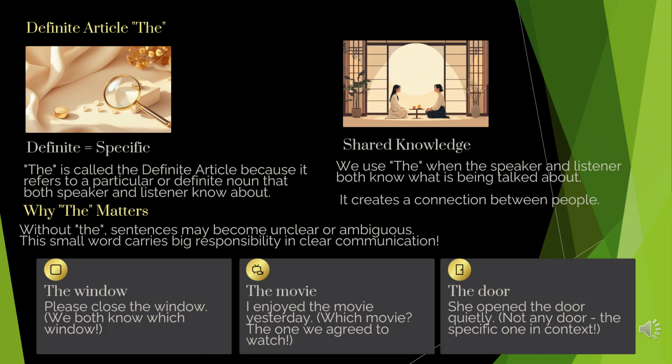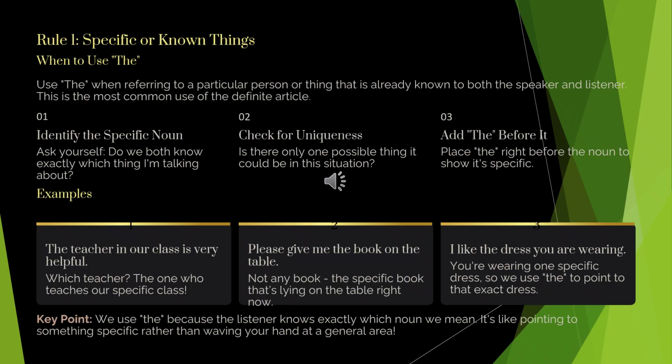See the example. The window. Please close the window. We both know which window. The movie. I enjoyed the movie yesterday. Which movie? The one we agreed to watch. The door. She opened the door quietly. Not any door, the specific one in the context. Rule 1. Specific or known things.